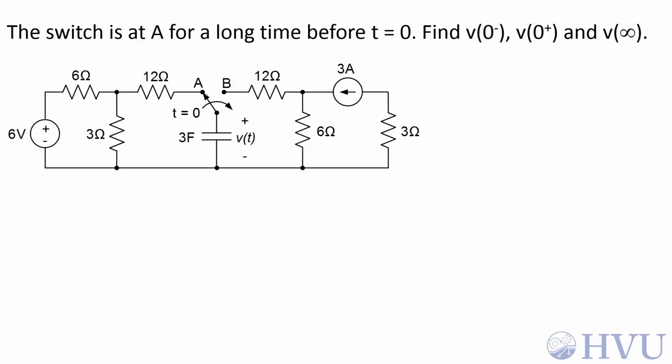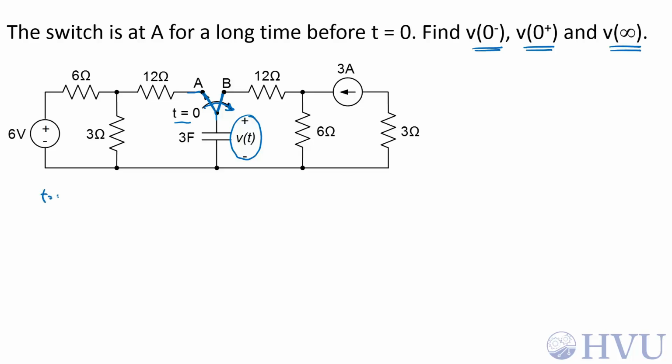In this circuit, this switch has been at position A for a long time. At time t equals 0, the switch moves from position A to position B. We want to find the voltage across the capacitor, V of t, at t equals 0 minus, t equals 0 plus, and as t goes to infinity.